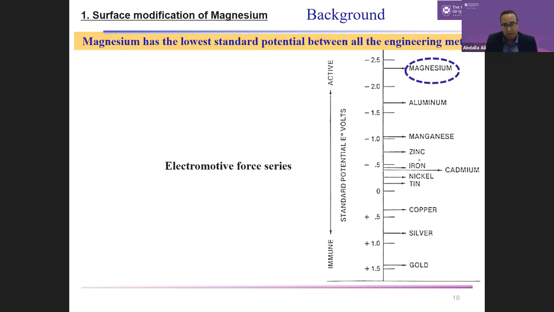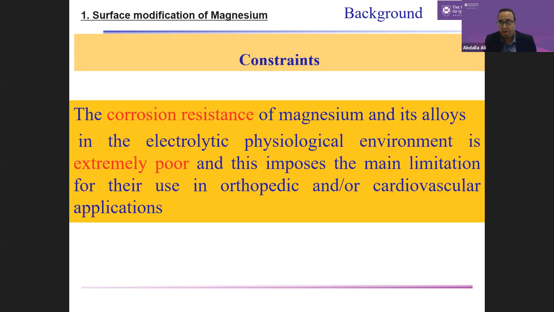In galvanic corrosion, magnesium is the most active element, a very active material. That's why it has a high, rapid degradation rate. So what are the constraints of magnesium? We mentioned all of these very appealing properties, but the limitation is corrosion resistance, the rapid degradation rate that evolves hydrogen gas. Hydrogen gas in the surrounding environment can create bubbles there. Theoretically, 1 gram of magnesium can generate 1 liter of hydrogen gas. This is the main challenge.